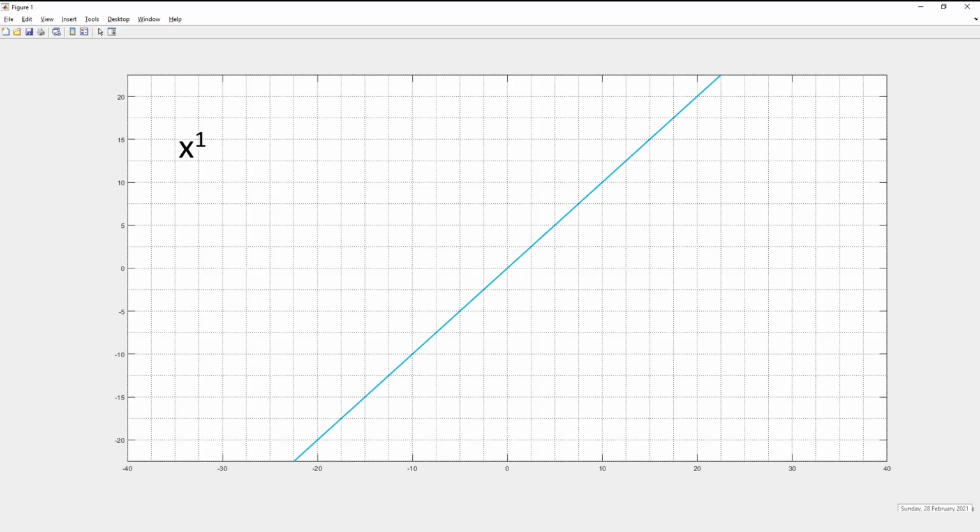What does the graph of x raised to power n look like? If n is 1, it's a straight line. If n is 2, that is x squared, it's a parabola. It grows much faster than a line. And since multiplying a negative number by itself results in a positive number, it's symmetric around the y-axis. This is also true for any even power of x.